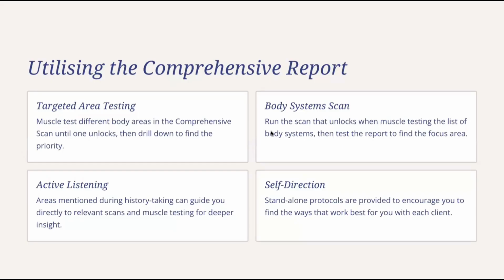So if the client is saying, yes, they do have a particular structural or physical element that they want to work on, you can use the comprehensive scan by going into this area of the report and scanning the client's specific targeted area and then muscle testing that particular area that's come up until one of those particular areas on that scan unlocks. And then going down the list until the priority unlocks as well. We can then take this information and note it down, which is part of this area of the body, and we can include this in our balance.